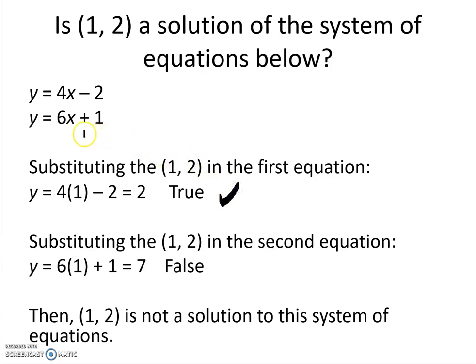Looking at the second equation, y equals 6x plus 1. Once again, we'll plug in 1 for x. 6 times 1 is 6, plus 1 is 7. But our point is (1, 2). It is not (1, 7), so that is false. Y is not 7. Anytime you get one of these to be false, then (1, 2) is not a solution to this system of equations. They must both be true in order for it to be a solution.